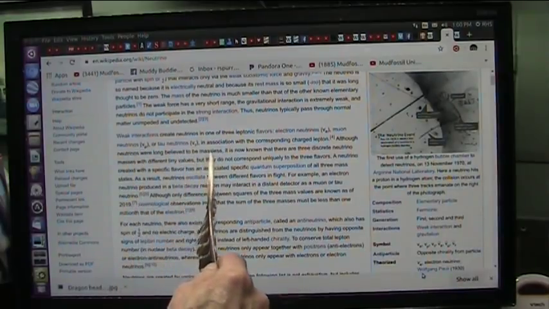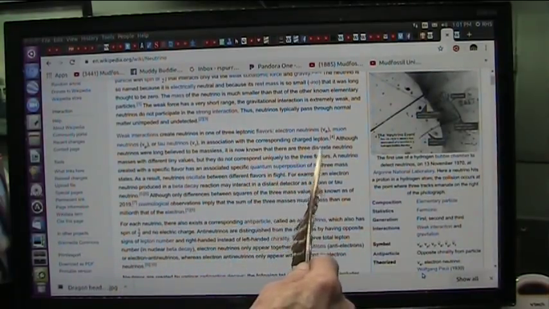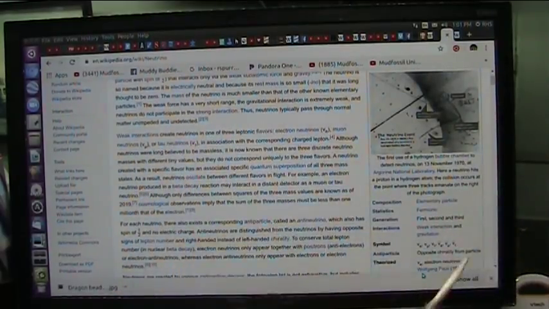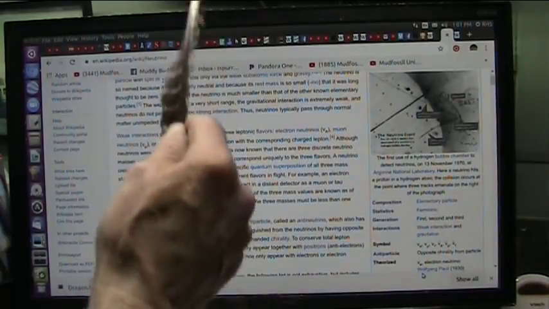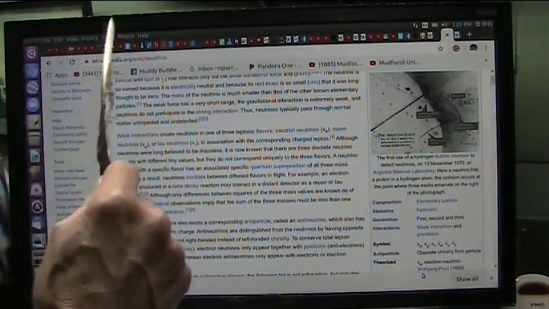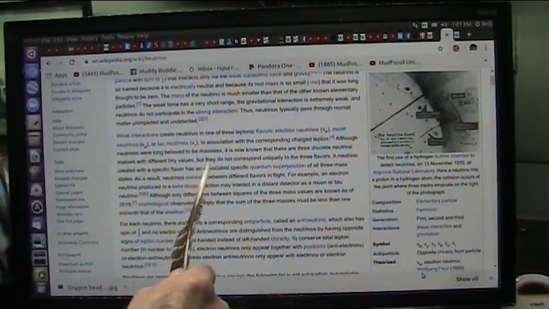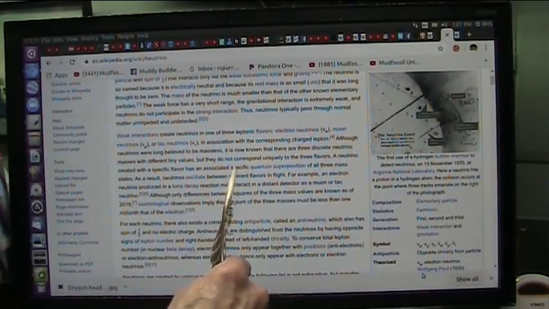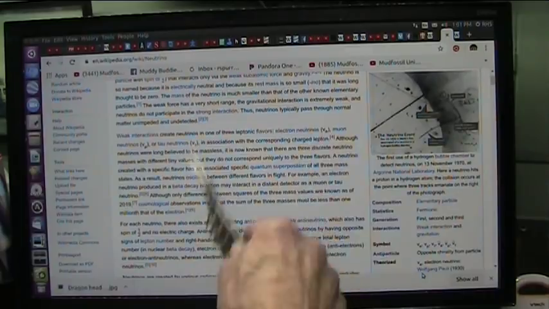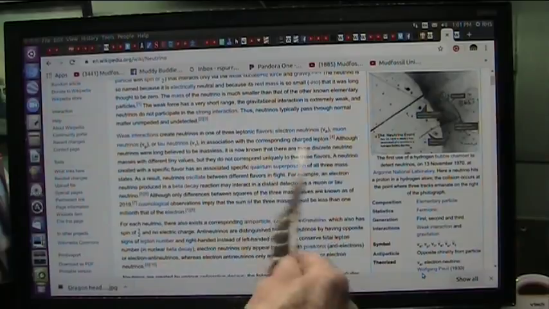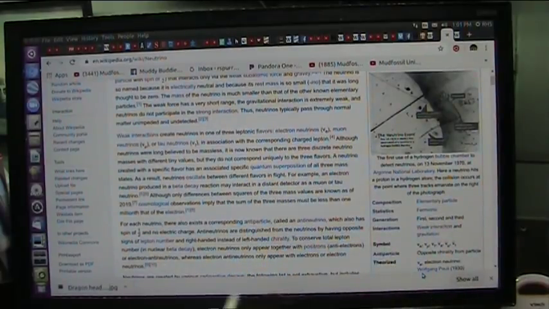All right, so it was long thought to be massless, but now it is known that there are three discrete neutrino masses with three tiny values. That's exactly what I have found. And I'm going to show you these. I could show you the red and the green coming through the same venturi at the same time in two different powers. Now, a neutrino created with a specific flavor has an associated specific quantum superposition of all three mass states. As a result, neutrinos oscillate between different flavors in flight. Well, I've seen them go different flavors, yes, but that's not the norm.